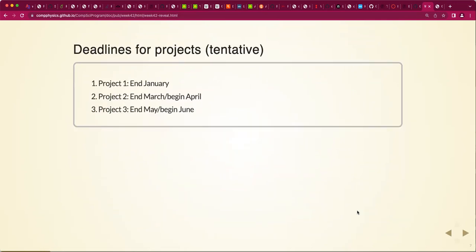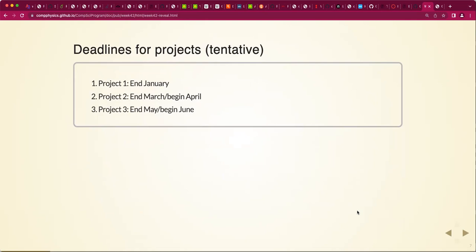So these are very tentative. These are for your planning. And I don't want to have something before the winter break, because you need some time to adjust to your new projects and get up to speed. Actually, we can have a very lax attitude to the deadlines. The deadlines are for your planning.